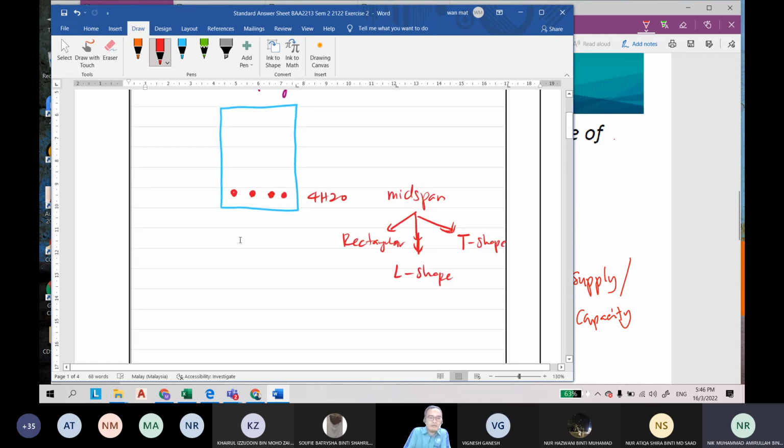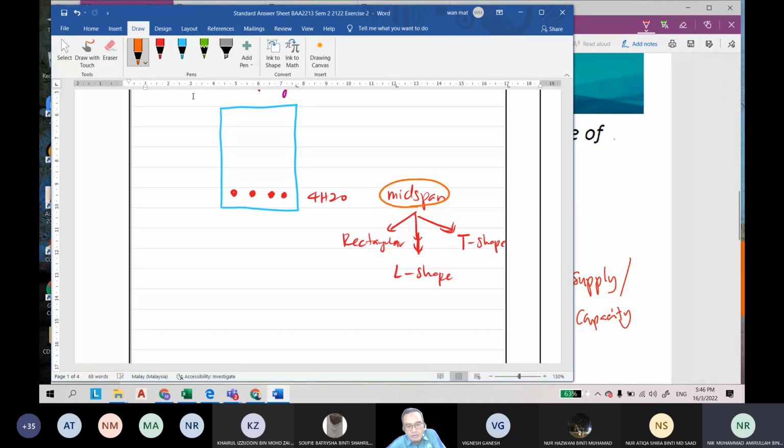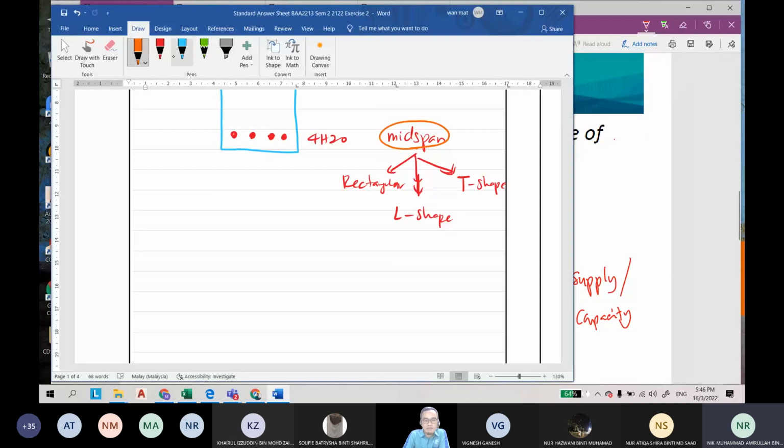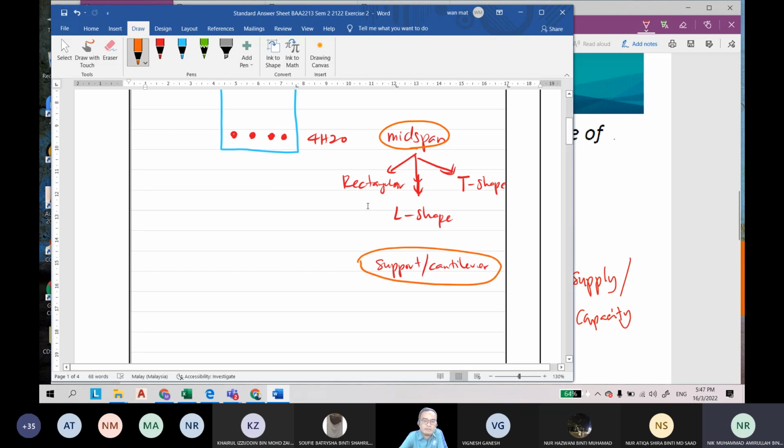If your beam is located at the midspan, but I would like to inform you, I will explain again in the next tutorial. If your beam is located at support or the cantilever, cantilever beam, what is the possibility of your shape? Anybody know? The shape of the beam. How many possibilities?